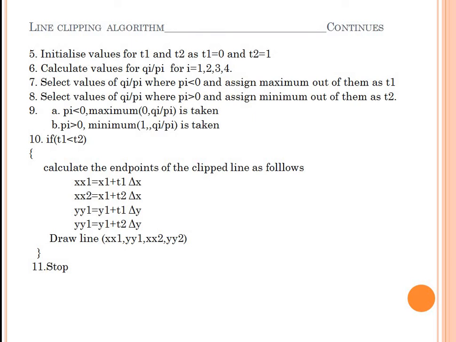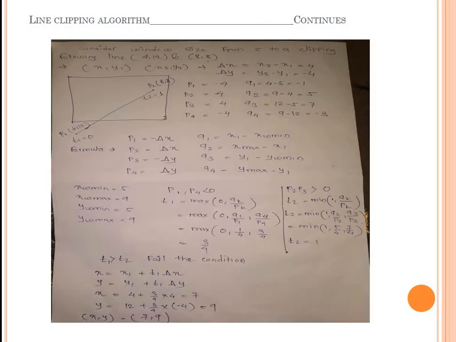Here the only condition is t1 is less than t2, then we calculate the x1, x2, y1, y2 values. So this is the example we discussed in the previous lecture.